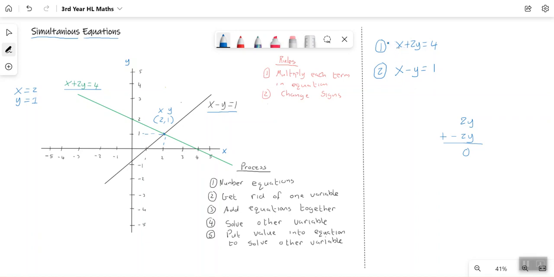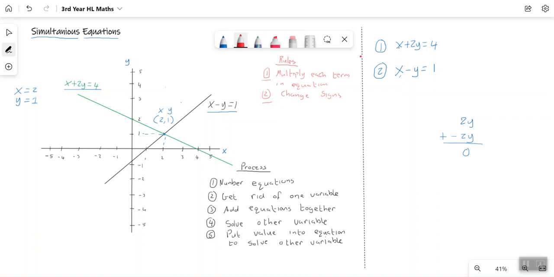Now you can focus on either one. You can either focus on getting rid of the x term, or you can focus on getting rid of the y term. So how do we go about changing this bottom variable? The two things we're allowed to do is multiply. You can multiply each term in the equation by a negative or positive number, and that will change the sign. So what do we mean by that?